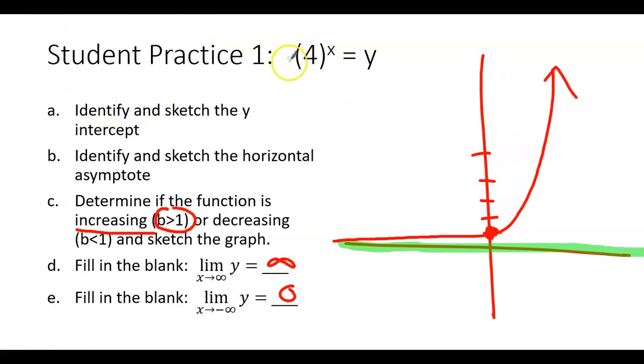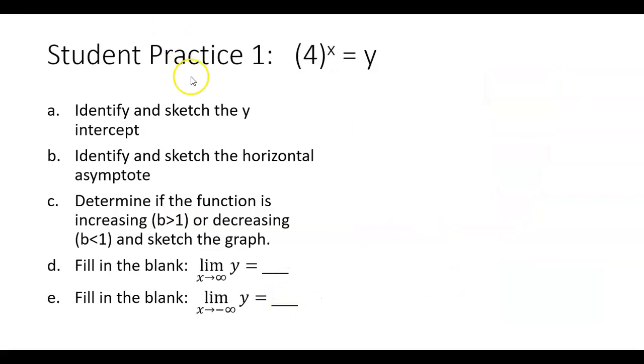So this is one of those problems where there's a missing a, so we know that's a 1, which means that's my y-intercept. Horizontal asymptote is still at 0. b is 4, which is greater than 1, so we have an increasing function, which means it looks like this, which means we're increasing on the right, so that's infinity, and we're flat on 0 on the left, so that would be 0. Let's go ahead and take a look at 2 more student practices.